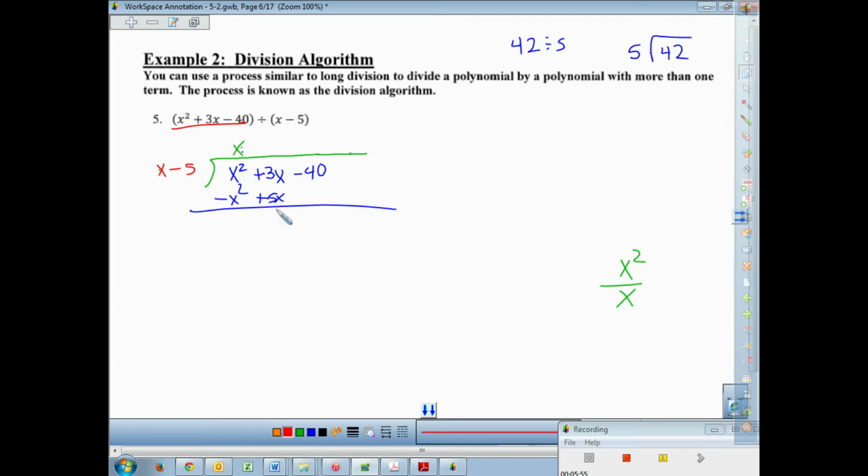3x plus 5x is how much? 8x. And then you just bring this minus 40 down. Awesome. It's just long division.